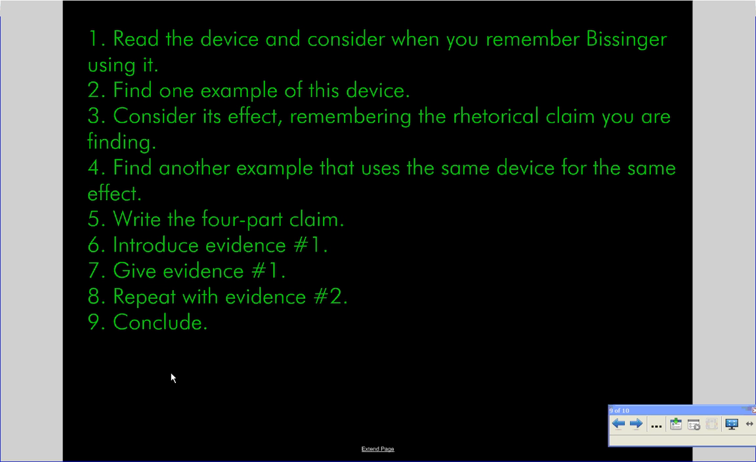I'm passing out 3x5 note cards. I'd like you to take one of these. Write your name on it, please. After writing your name on it, write these 9 steps and nothing more. Once you've written those 9 steps, you will give this back to me, and I'll give it back to you during the exam.